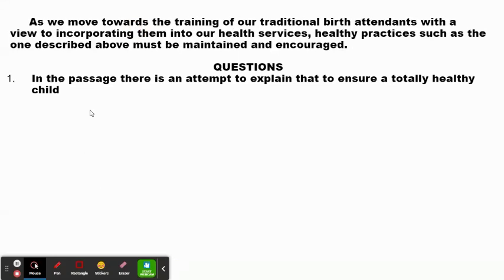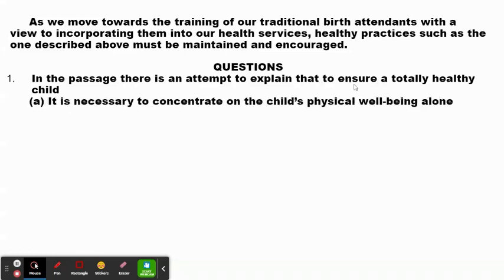Question number one. In the passage, there is an attempt to explain that to ensure a totally healthy child. Now, even without reading a line or a word in the passage, you already know that this passage is about a healthy child. How to have a healthy child, to ensure a totally healthy child. There's something about the passage that is talking about ensuring a totally healthy child. You already know this even before reading the passage.